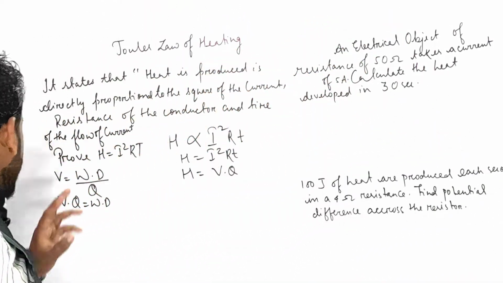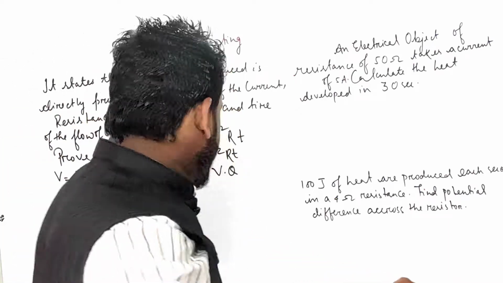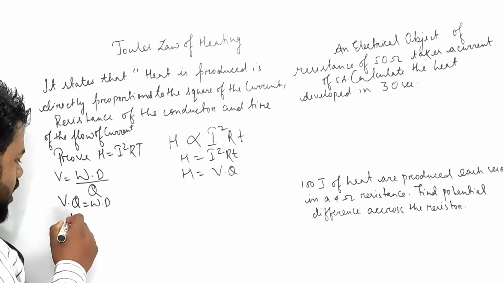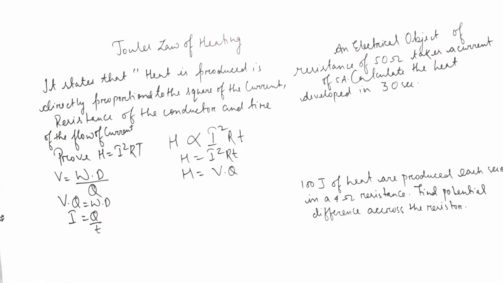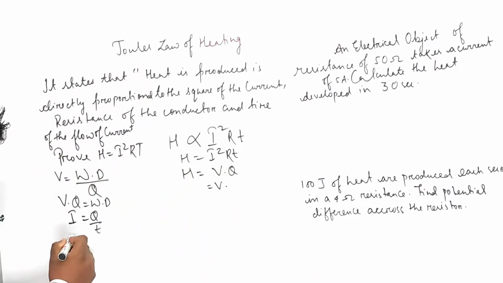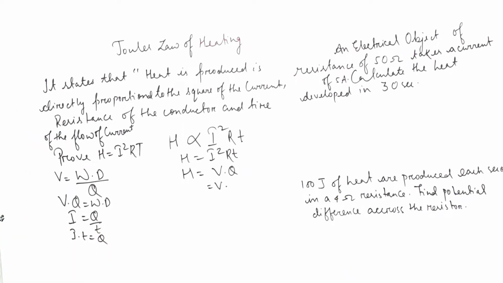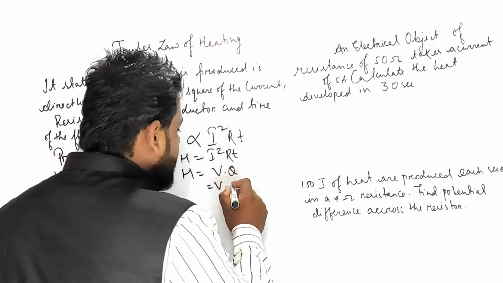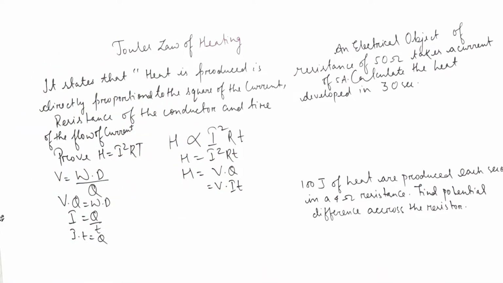Now this Q, where have you heard the word Q first in current electricity? You have heard the word Q in the formula of current, right? Recall, I equals Q upon T. Now I into T equals Q. Can I write it down? Yes sir. That means in place of Q, I put IT.